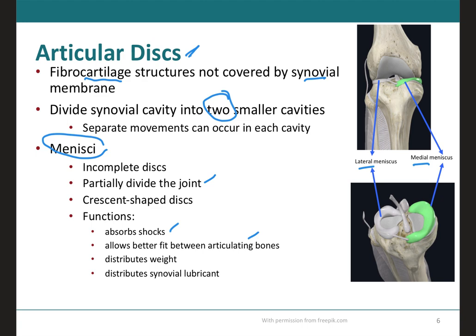It will provide this adaptable surface for combined movements, depending on the type of joint and what movement they're able to perform. It will also be important to distribute the weight over a greater contact surface. And lastly, it will be important because it will allow the distribution of the synovial lubricant across the articular surface of the joint.